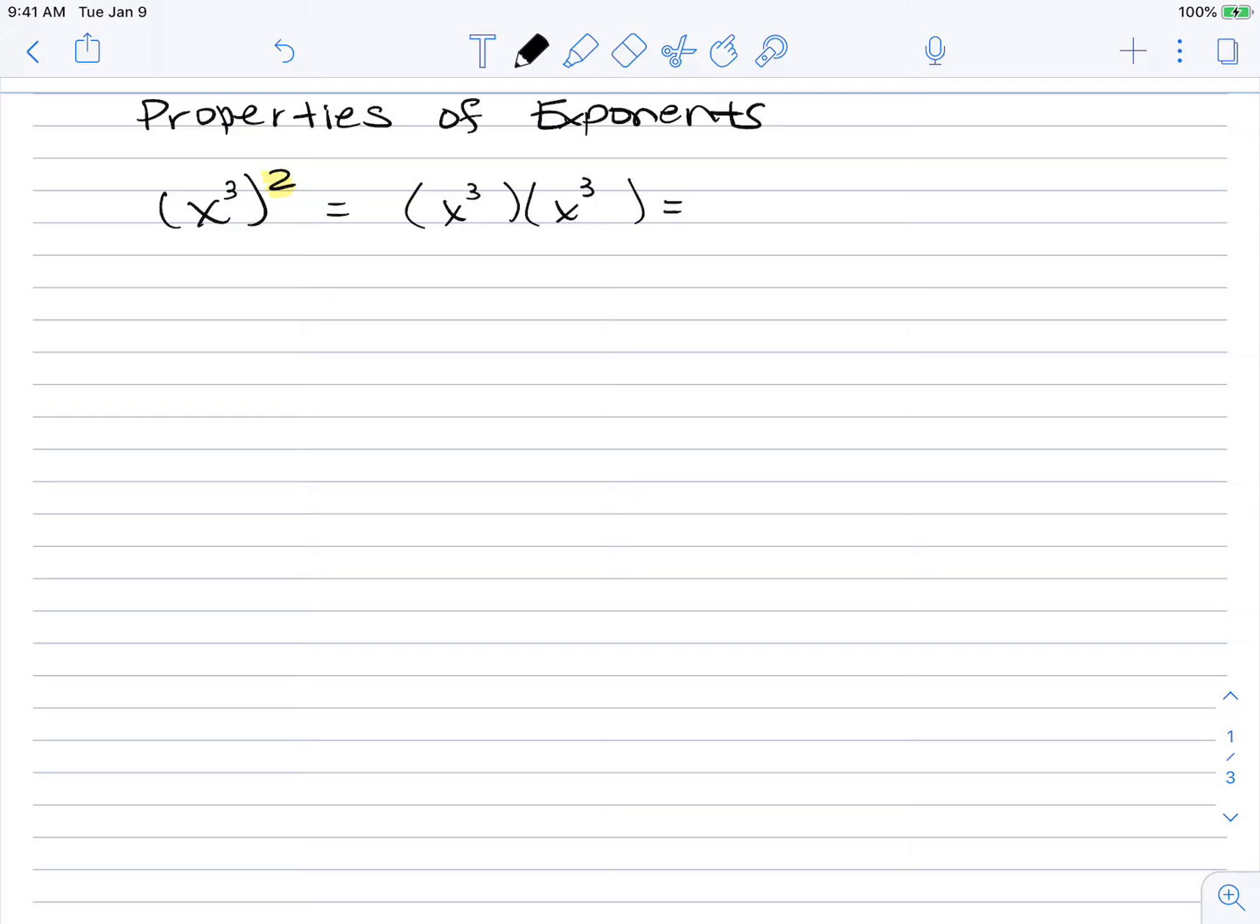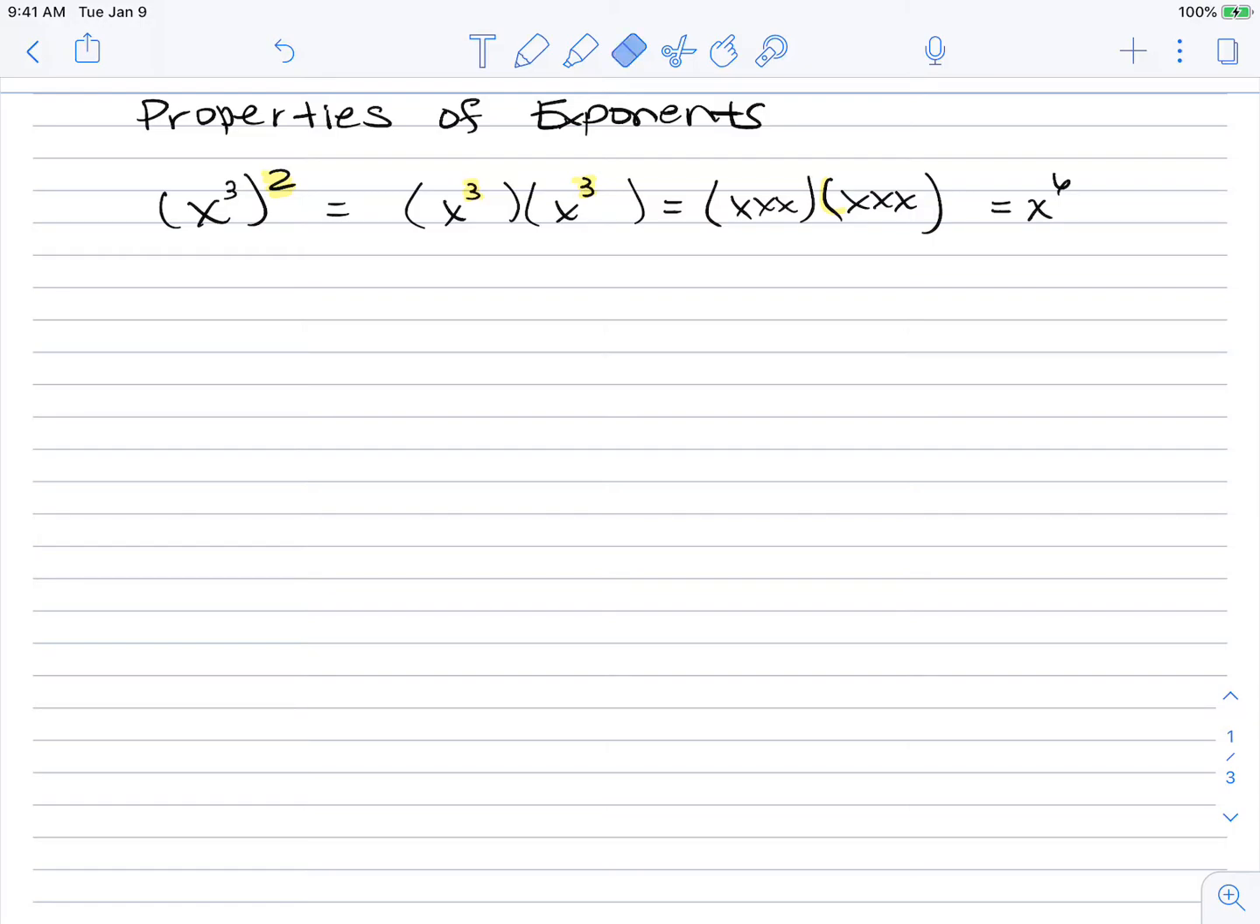And if I want to expand that out, I've got a power of 3. That means I have 3 x's. So I'm going to write that as x, x, x for that first one. And I have a power of 3 here, and that means I have x, x, x for that second one. And in total, I have x to the 6th.